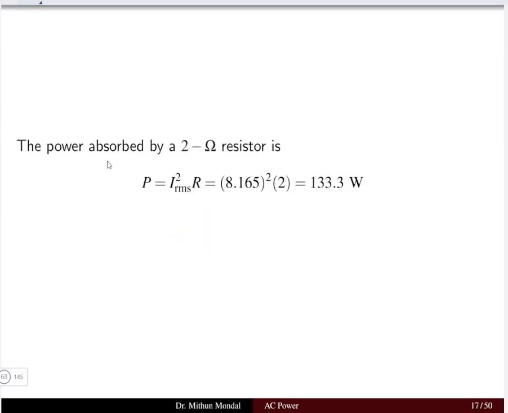Now the power which is absorbed by the 2 ohm resistor, which is the average power P, is given by the formula I RMS square into R. If you remember, in DC circuits when we discussed, the power is basically I square into R. So in an AC circuit, this current is substituted by I RMS. That is the reason we are trying to calculate the RMS current of any AC waveform. Then we are getting 133.3 watts as the average power which is absorbed by a 2 ohm resistor.